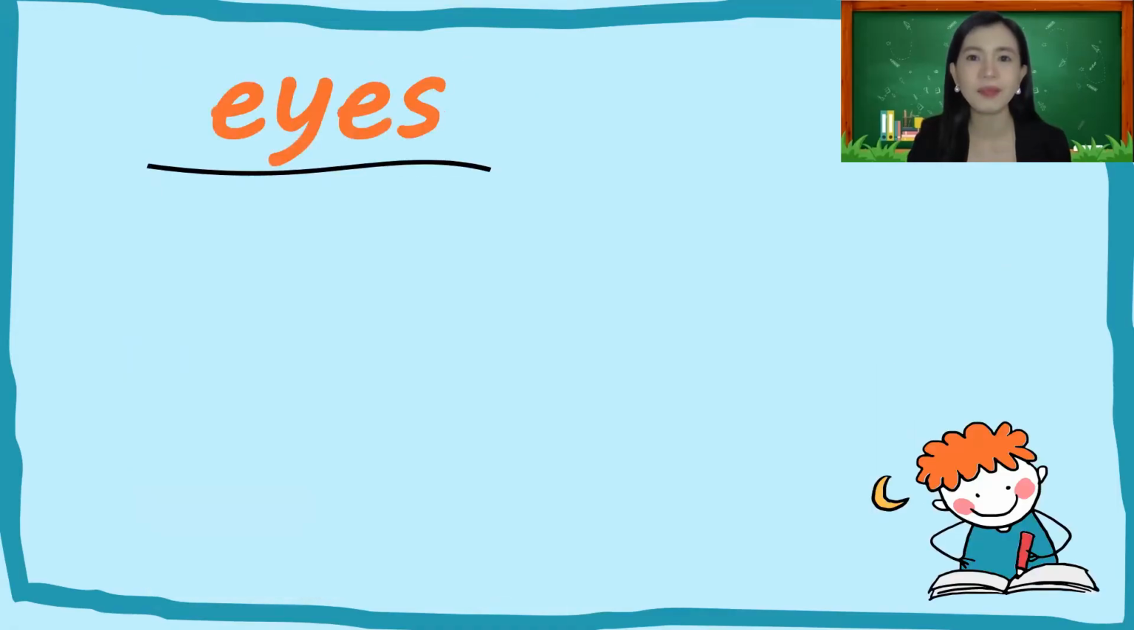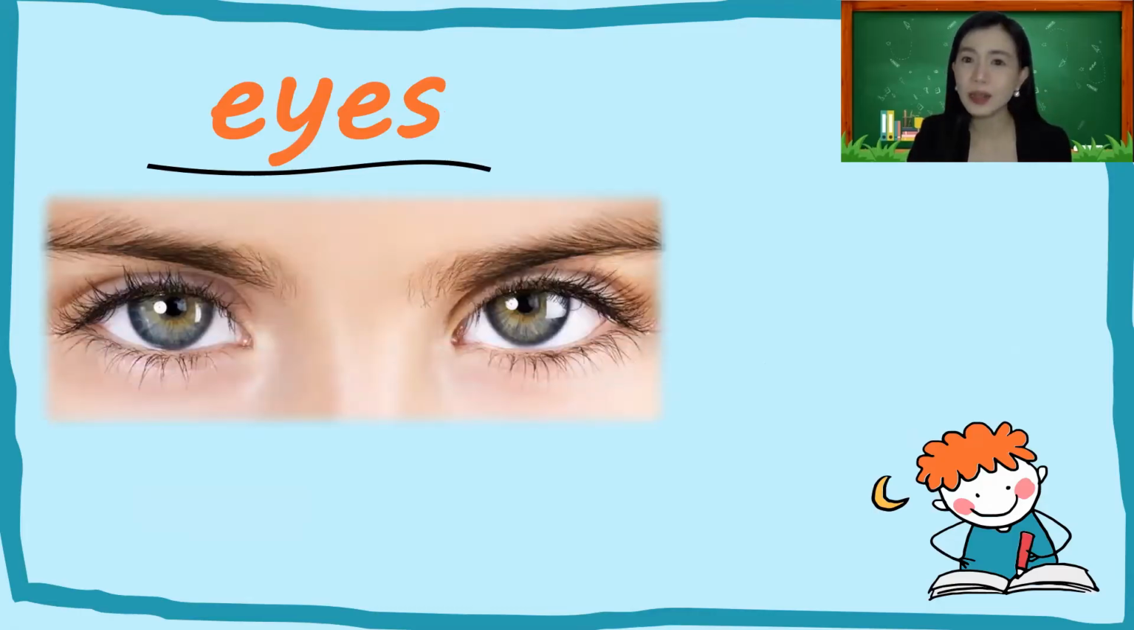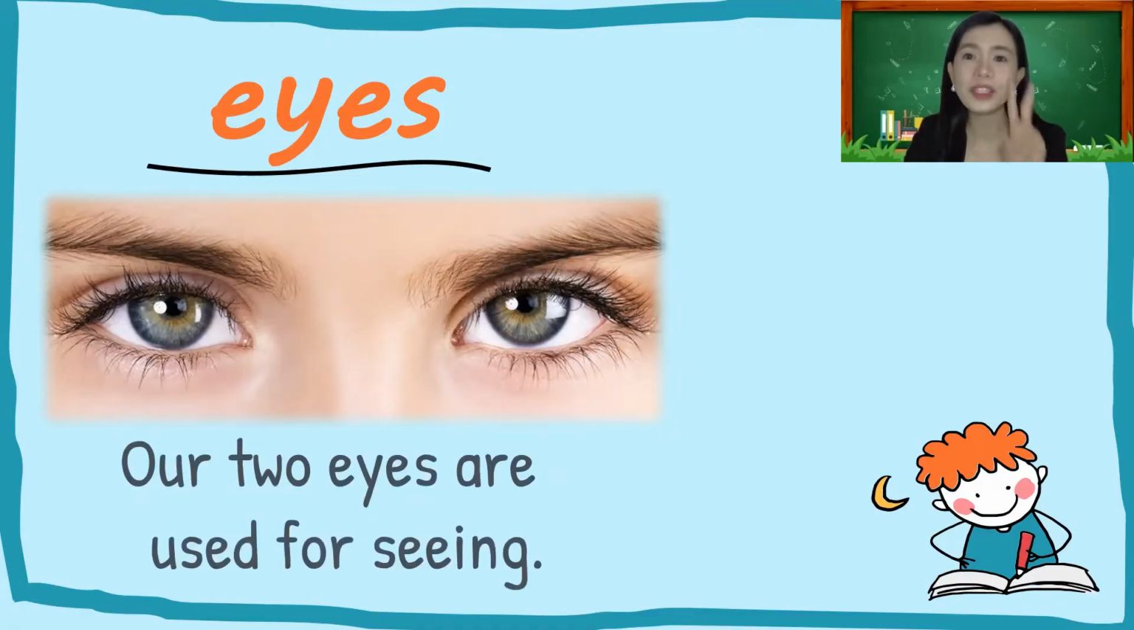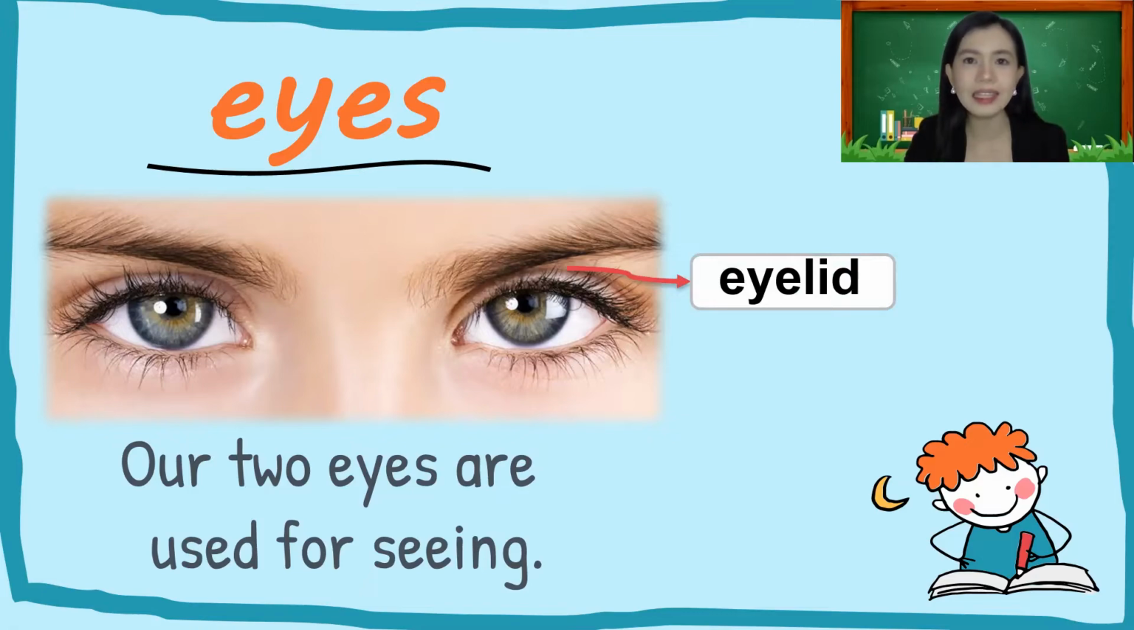So we have eyes. How many eyes do you have again? We have 2 eyes. 1 and 2. So, our 2 eyes are used for seeing. Now, the outer eye is made up of an eyelid. The eyelid is the skin which covers the eye when closed. This is eyelid. Can you touch your eyelid?